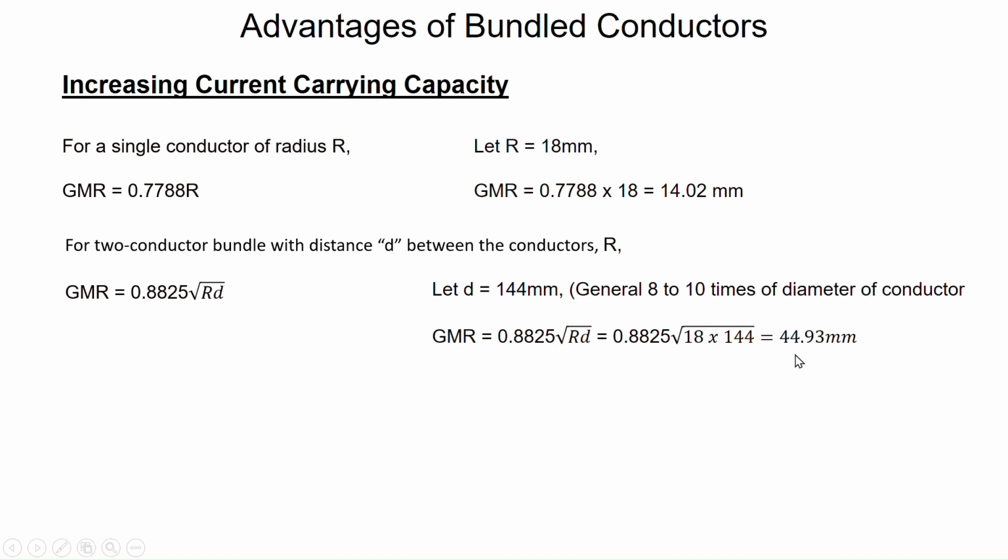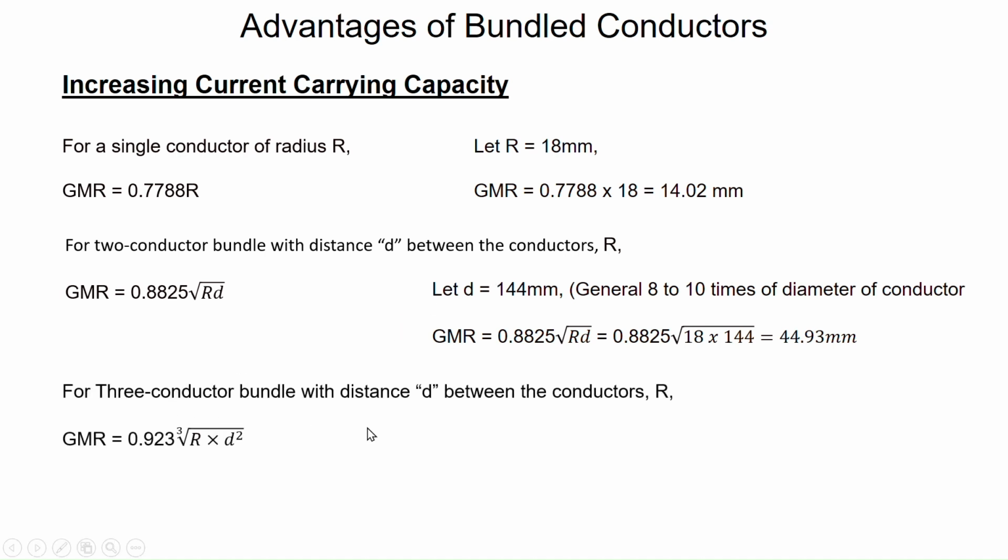that becomes 44.93. Now you can see here, for the single conductor the GMR is 14, but when two conductors are used as a single phase, as a bundled conductor, the GMR becomes 44.93. The GMR gets increased. Similarly, you can see when three conductors are used as a bundled conductor.